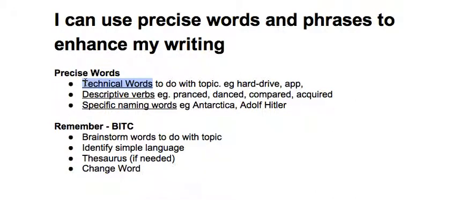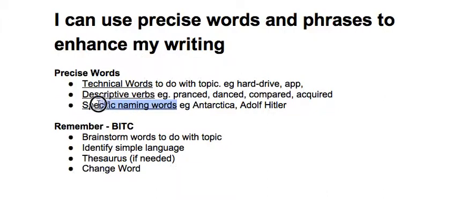So if we're writing about soccer, it would be things like soccer ball, goal post, shin pads, whistle, linesman, referee, that type of thing. Descriptive verbs and adjectives, and these are specifically to do with the way that people move or describing something. So rather than saying I went to the shop, you would say I pranced, I danced, I walked, I strode, I sprinted. All those words just make it more specific to help the reader imagine what you're talking about.